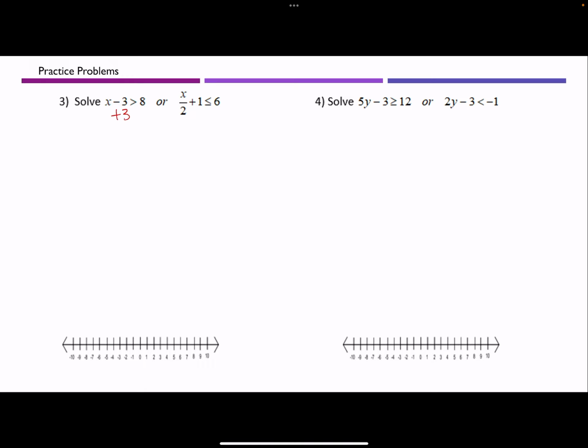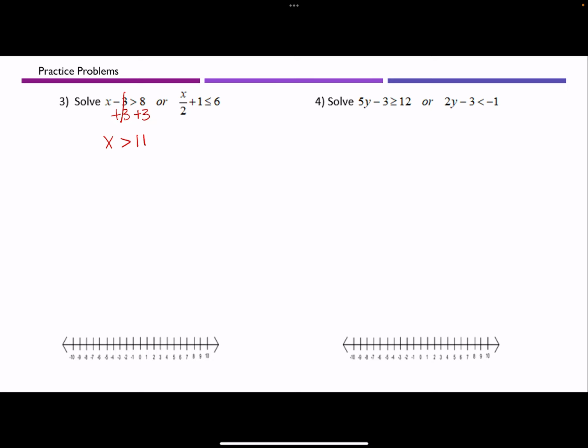We're going to add 3 to both sides to get x by itself. So x is greater than 8 plus 3, which is 11. And then separately, we're going to solve the other part of the inequality. So x over 2 plus 1 less than or equal to 6. Remember, this x over 2 really means x divided by 2.